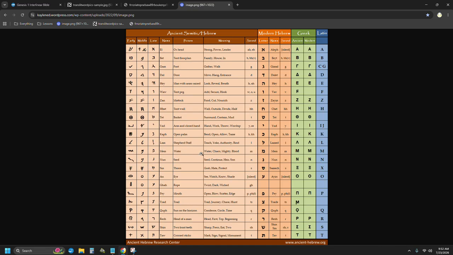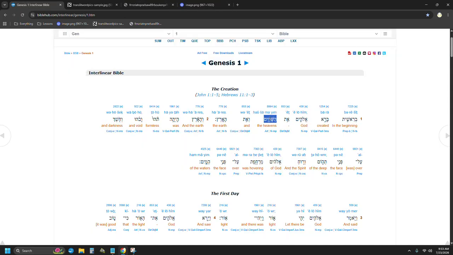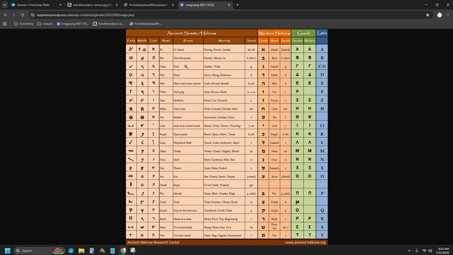And it literally means water. Water means water. It could also mean chaos, mighty. It could represent blood. It could represent a lot of things, but water's the main thing. It's just mainly water. And then the last one is also water. It's a different type of mem, but it's water. Now, what's this character here? This is a yud. We'll go look at a yud.